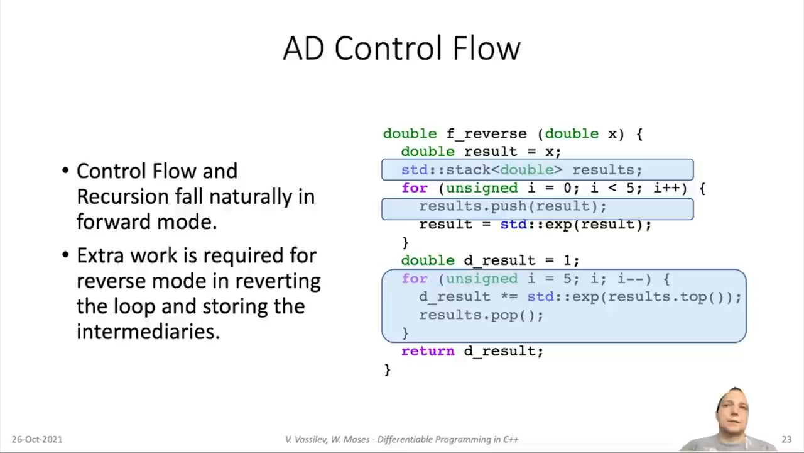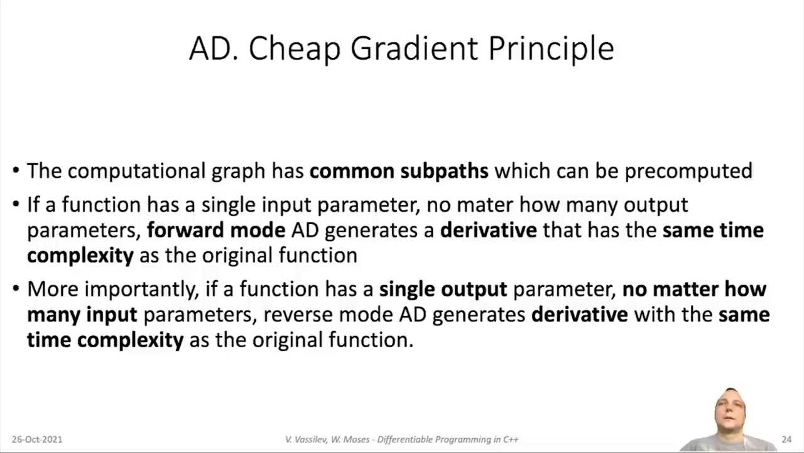To recap, automatic differentiation uses the properties of the chain rule and common graph subpaths to efficiently compute derivatives. Forward mode is good for functions that have many outputs and fewer inputs, and reverse mode is good for functions that have many inputs and fewer outputs. Automatic differentiation is capable of producing cheap gradients whose time complexity is independent of the number of inputs.